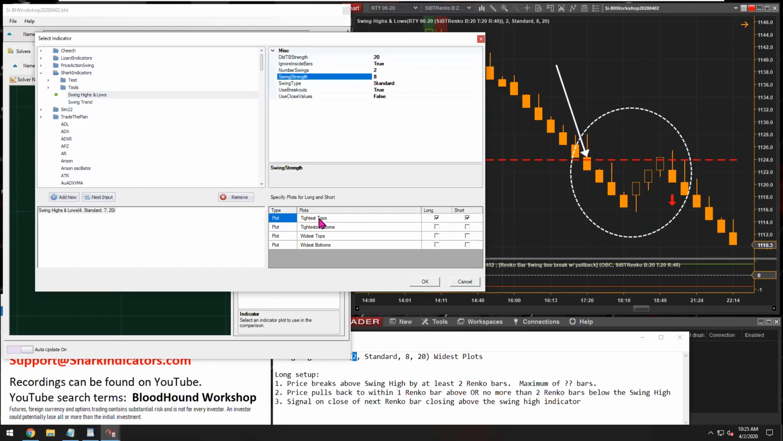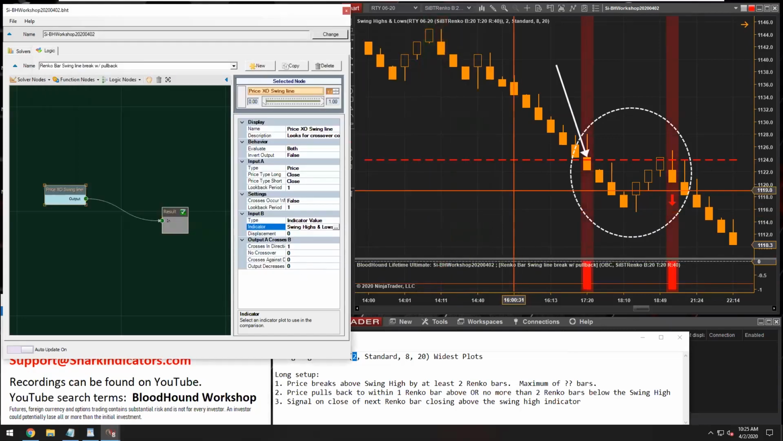All right. Next, we need to figure out what plots we're going to use for what. So we're using the swing lows to generate a short signal. That's going to be the widest bottoms, right? And then the widest top is going to be the swing high for long signals. So the widest tops for long signals, the widest bottoms for the short signals. This red dashed line here is the widest bottoms plot. All right, and there we go. So there are some crossover signals.